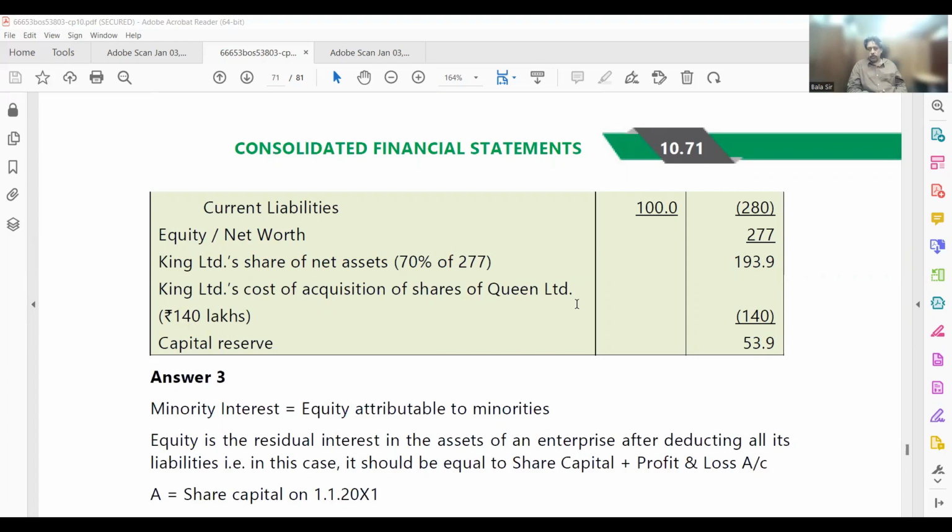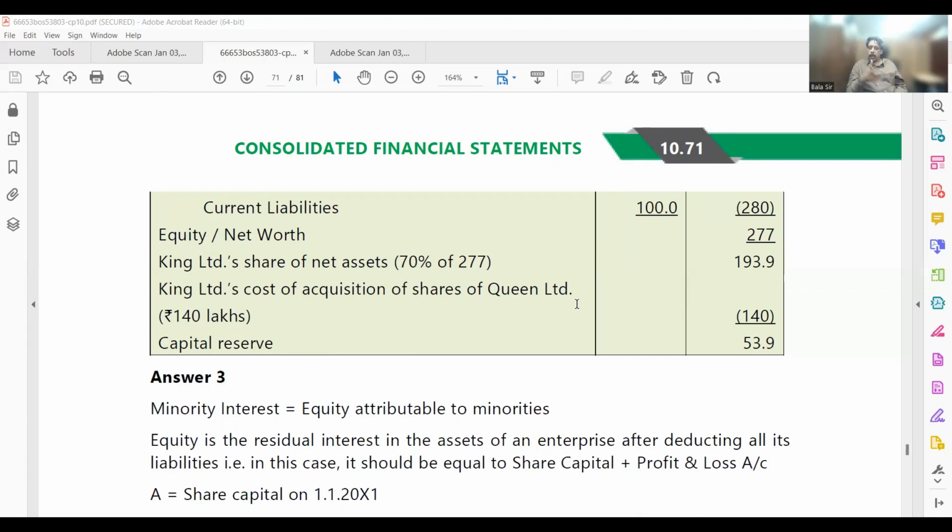Next. King Limited's share of net assets is 70% of 277. Remember, we normally take 70% of share capital and 70% of pre-acquisition reserves. But here you can take 70% of 277. How much? 193.9 lakh. King Limited's cost of acquisition of shares of Queen Limited is 140 lakhs. So 140 lakh I paid, the cost of investment, less the share of net assets, 193.9.